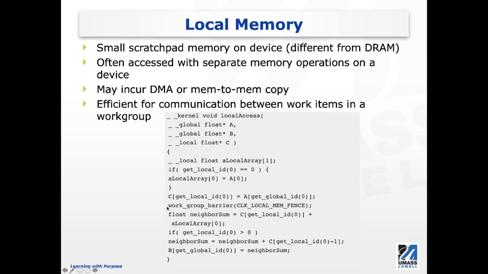This statement is essentially to sync all the work items within this work group up to this point. So none of these work items can proceed until all the work items have finished these first several lines. And after that, we will perform an addition operation using this element in the local memory space for C, and add that to another variable in a local array. If this work item is not the work item with ID 0, then we'll perform these additional operations.